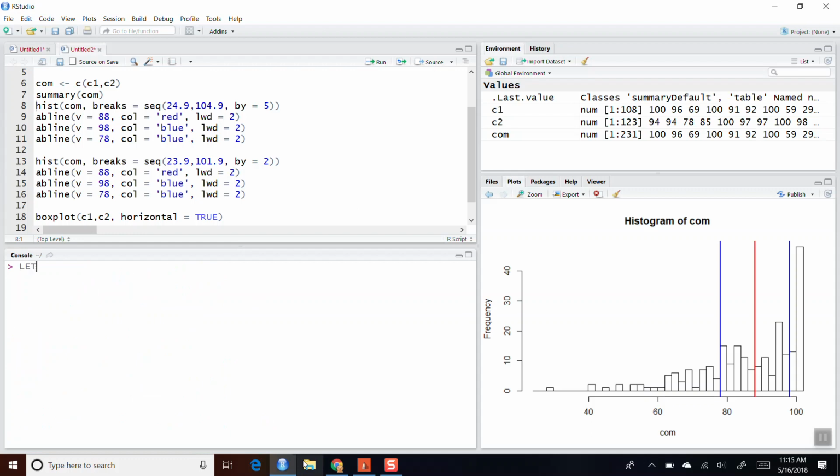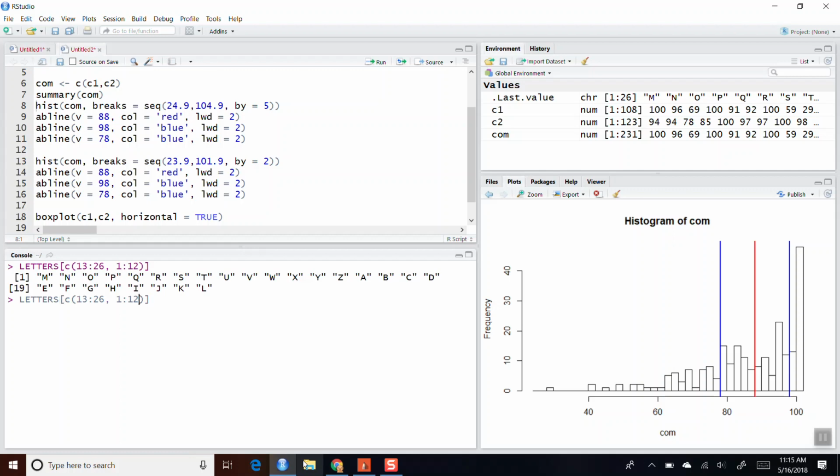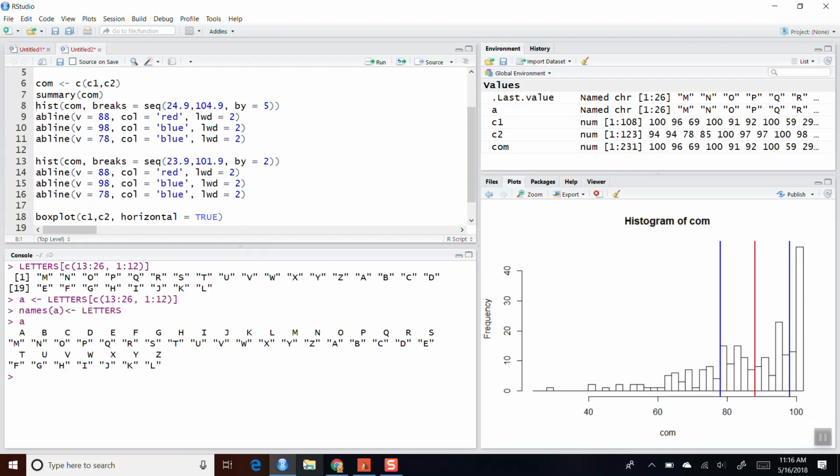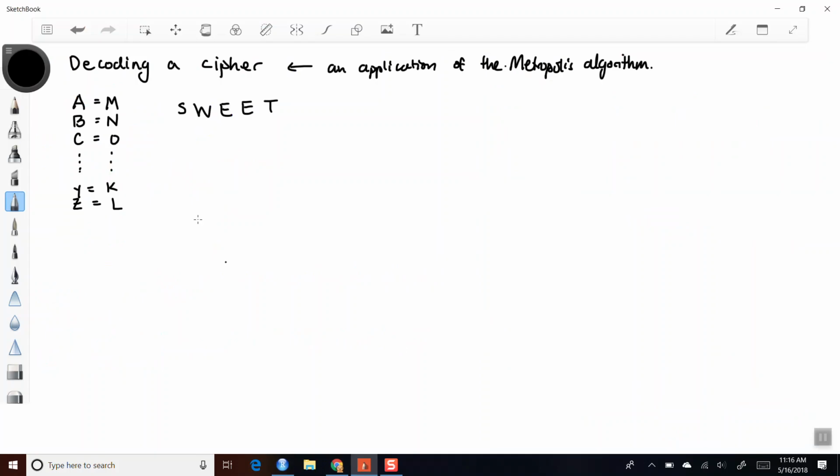Let me see. Okay, so I got letters. We're going to do 13 through 26 and 1 through 12. So we'll call this A, and then the names of A will be all the letters. Okay, so here's my cipher. A has mapped to M and things like that. So sweet would be S goes to E and W goes to I and E goes to Q and T goes to F. So when you do that, you would get E, I, Q, Q, F, right?